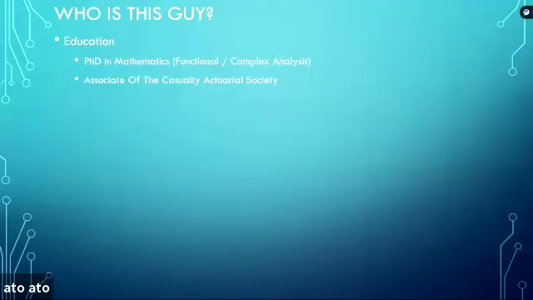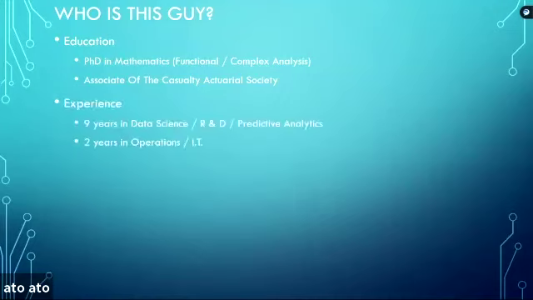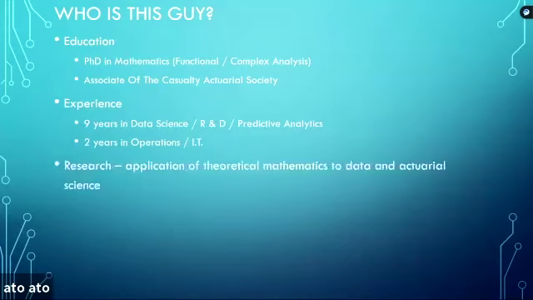So my background is actually in theoretical mathematics. I have a PhD in functional and complex analysis. And I'm also an associate of the Casualty Actuarial Society. I've also worked in data science for about 9 years, or you can call it R&D, or you can call it predictive analytics, or you can call it predictive modeling. Whatever the nomenclature of the day is. And before that, 2 years in operations and IT. And so I've been lucky enough to have been both a practitioner of predictive modeling, as well as having the formal training in a lot of mathematics that underlies it. My area of research is in the application of theoretical mathematics to data and actuarial science.